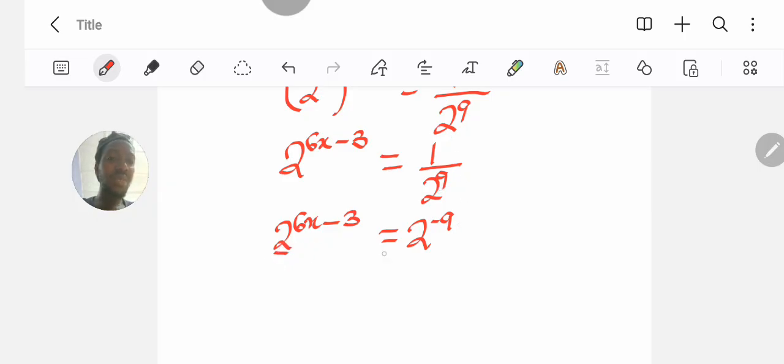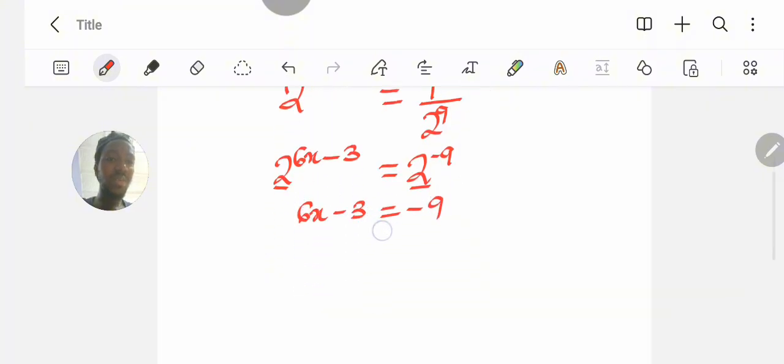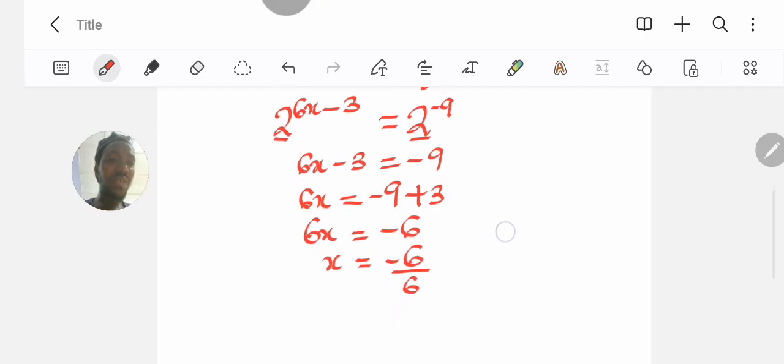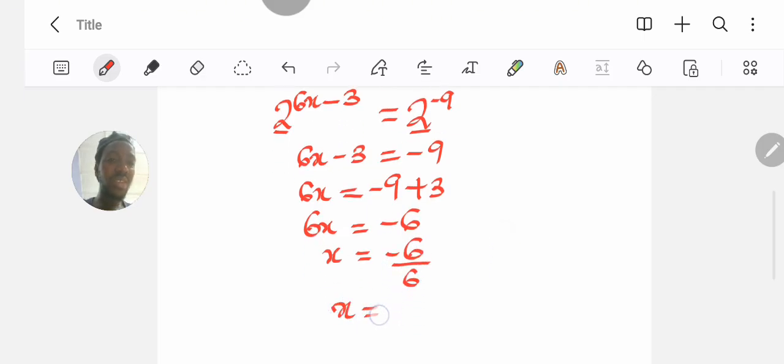Since the bases are equal, we can say 6x minus 3 equals minus 9. And we can have 6x equals minus 9, and if minus 3 comes to the other side, plus 3. So we have 6x equals minus 6. We divide both sides by 6, so x equals minus 6 over 6, and finally, x equals minus 1. So that's the answer to the first question.